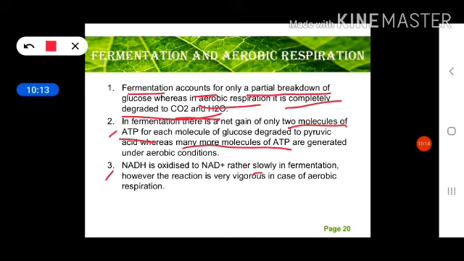This does not occur only through carbohydrate or glucose. It can also occur through fat and proteins. You know, protein is also digested in our alimentary canal with the help of various protease enzymes.